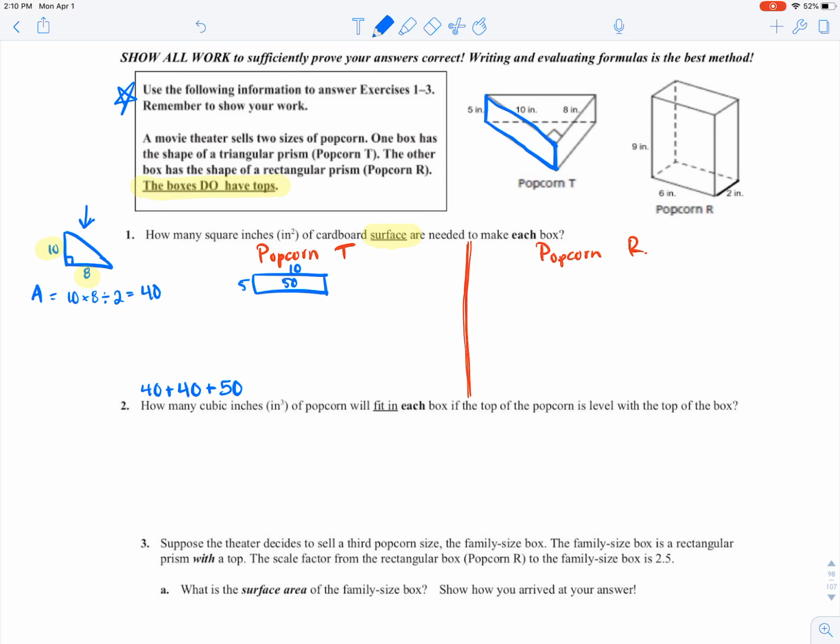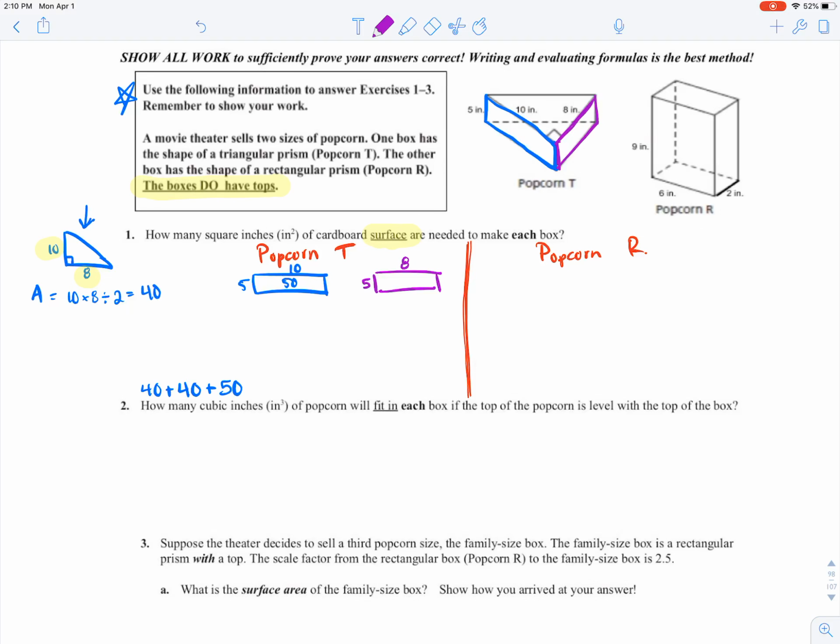Let's double check. I'm going to switch colors. Let's double check this purple side over here. What are the dimensions of that side? Well, the purple rectangle is still going to have a height or a width of 5 here, and then the length there is actually going to be 8.